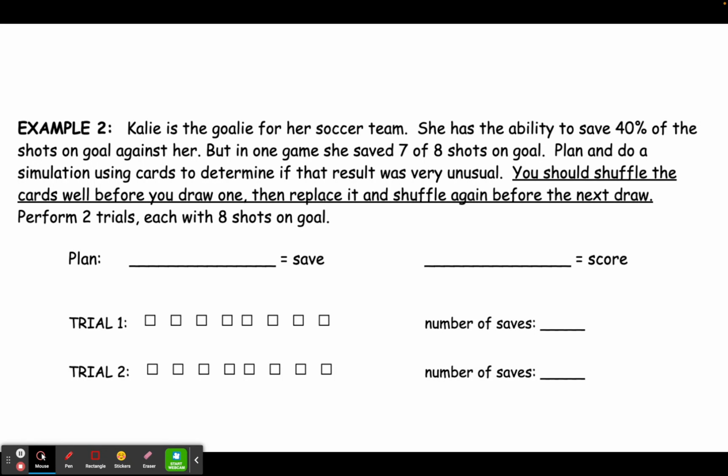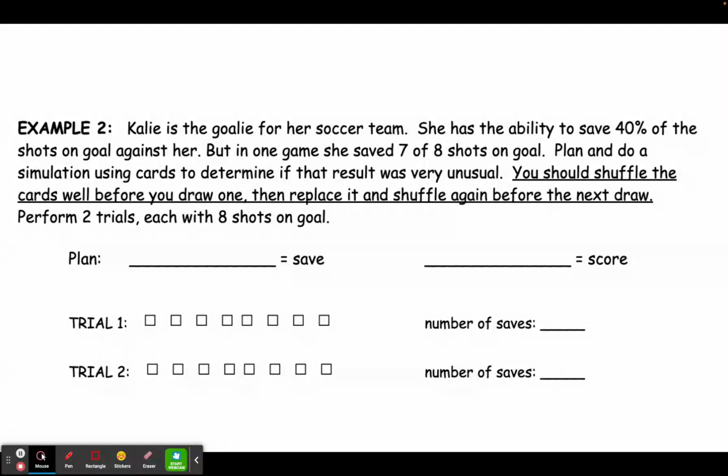But then Kaylee has a game where she saves 7 out of 8 shots on goal. So this is a great game for her. And we want to know, is this just a situation of random chance where she just happened to have a really good game on this particular night? Or was she maybe not being honest with us about her ability to save only being 40%? So we want to conduct a simulation to see how likely it is that she is able to save 7 of 8 shots on goal if she's really only a 40% shooter. Now, we're going to use cards in this case.